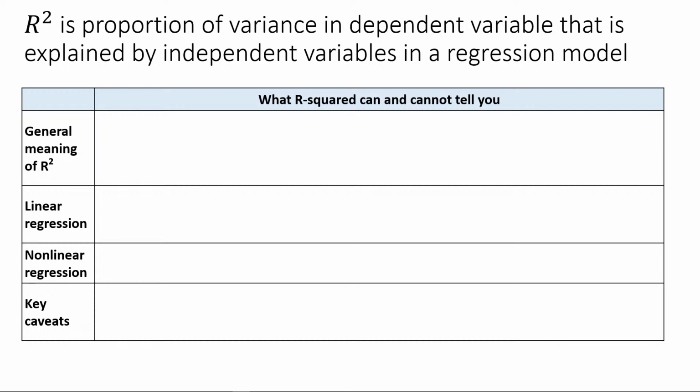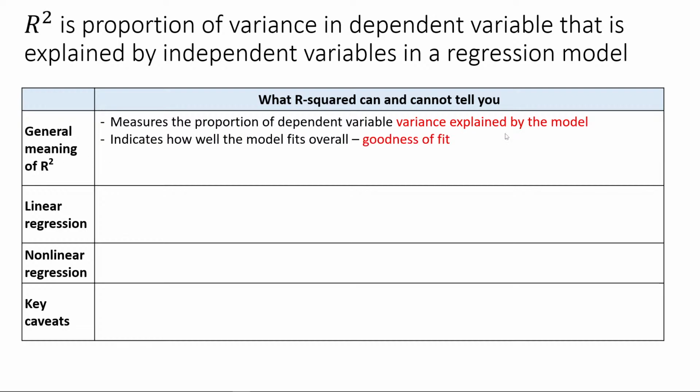Okay, so let's just summarize this and see what R squared can tell us and what R squared cannot tell us. For the general meaning of R squared, it measures the proportion of dependent variable variance explained by the model. It indicates how well the model fits overall, the goodness of fit. It does not tell you that the model is correct.